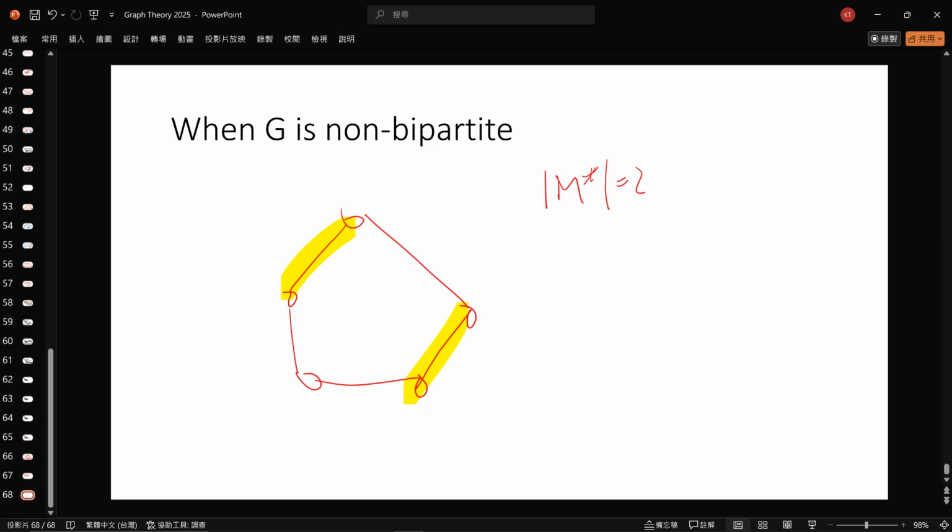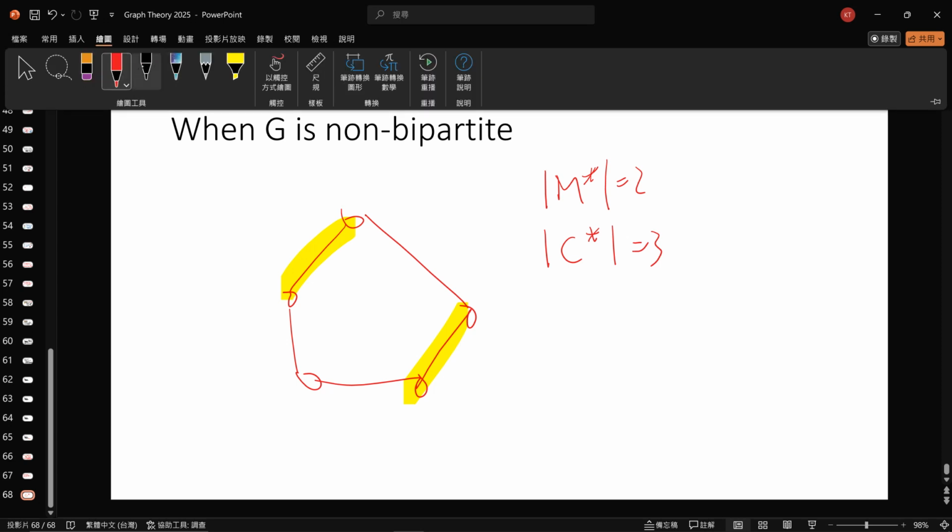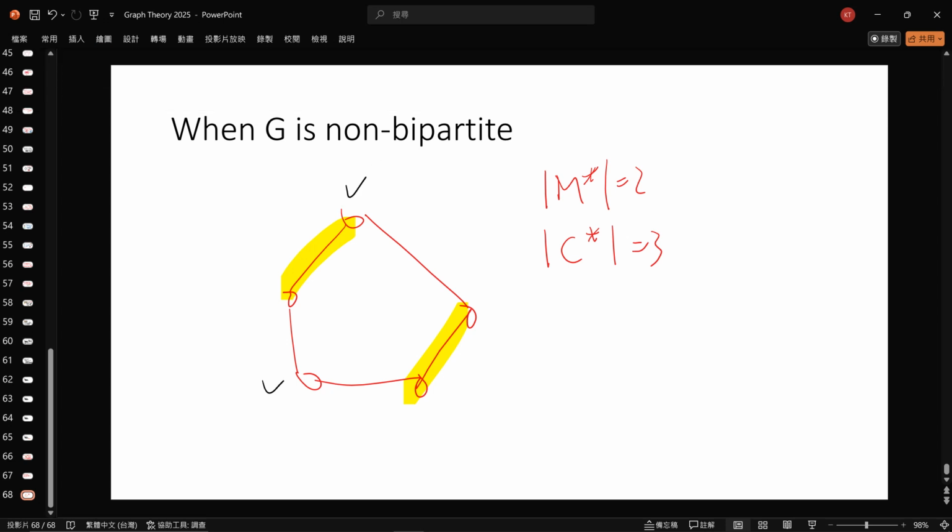And what is the minimum vertex cover? What is the least number of vertices you need to cover all the vertices? Oh, sorry, to cover all the edges. You need at least 3. Why? Because here we have 5 edges, and every vertex has degree 2. So if you only have 2 vertices, you can cover at most 4, okay? So you have to use at least 3. And in fact, you can choose, for example, this one, and this one, okay?